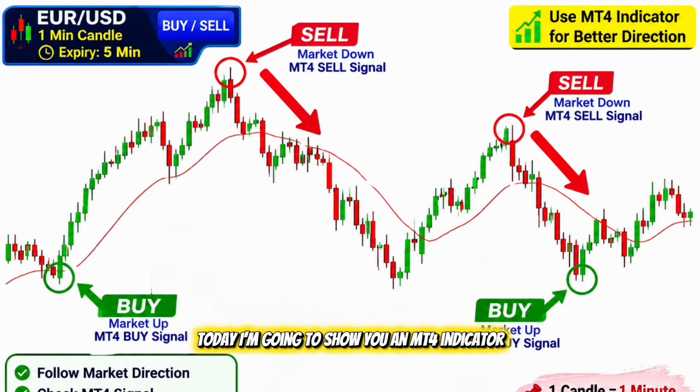Today, I'm going to show you an MT4 indicator that can help us understand the market direction. And I'll also show you, through live examples, how we can use its buy and sell signals in our trading. But before we begin, here's an important risk warning.